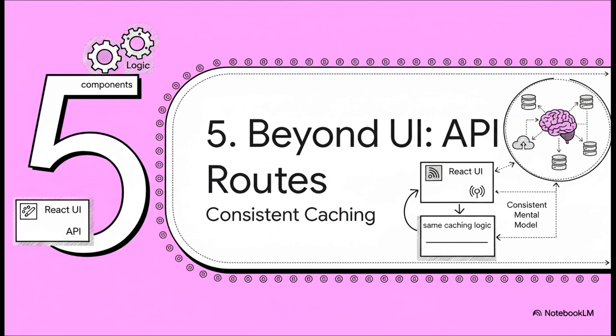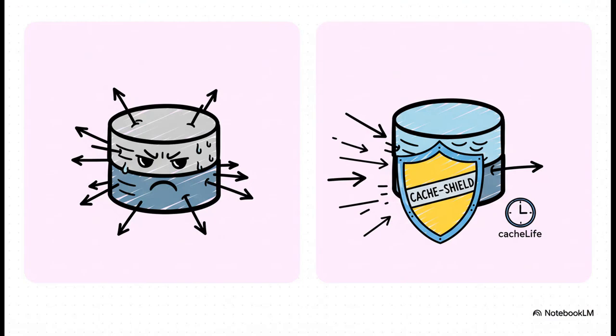But wait, there's more. This whole new model isn't just for your pretty UI components. And this is one of my favorite parts. It brings the exact same consistent caching logic all the way to your back-end API routes. You learn one way to cache, and it works everywhere. Just look at how clean this is.